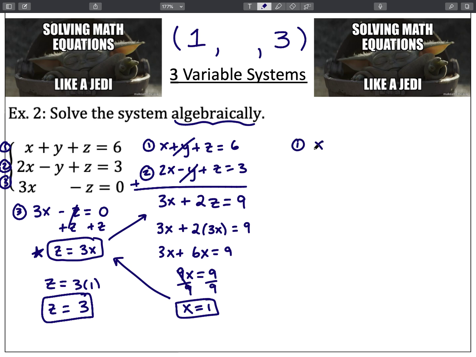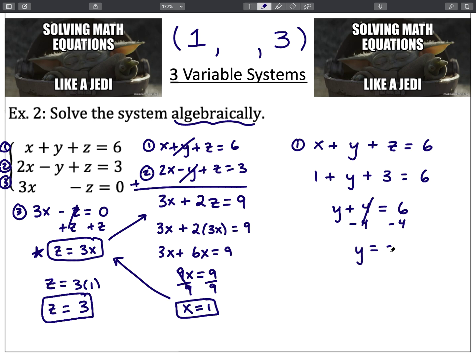So for equation 1, I have x plus y plus z is equal to 6. I know that x is 1 and z is 3. So then I have 1 plus y plus 3, and the whole thing is equal to 6. I know 1 plus 3 is 4, so I have y plus 4 is equal to 6. Subtract 4 from both sides. I know that y is equal to 2. So at that point, I have the solution to my system. It actually turns out to be 1, 2, 3. So I have x, I have y, I have z. So final answer for this one, 1, 2, 3.